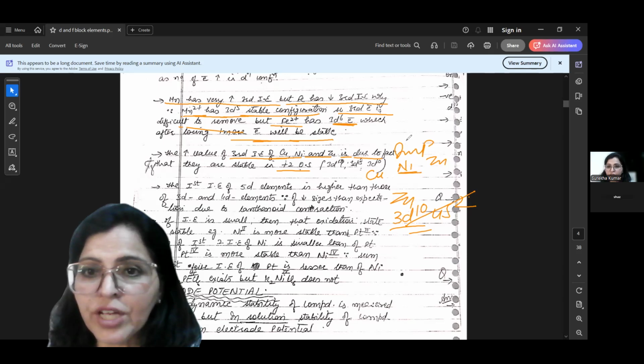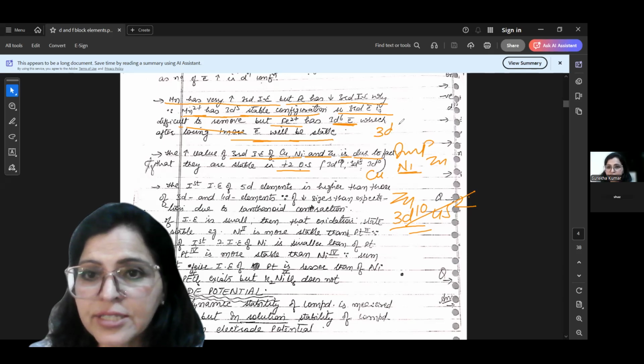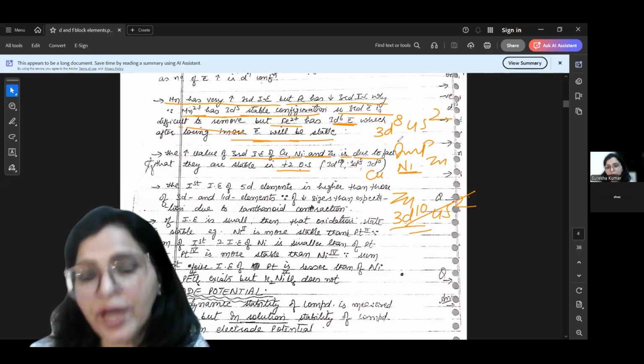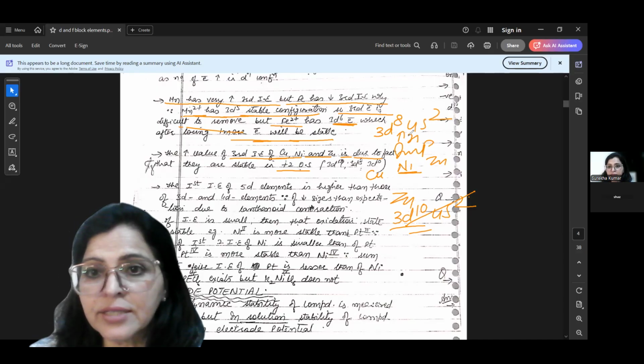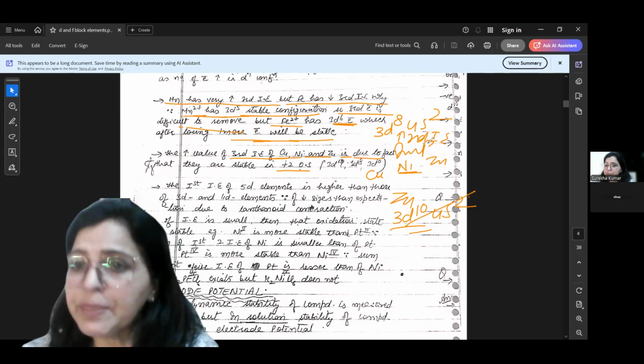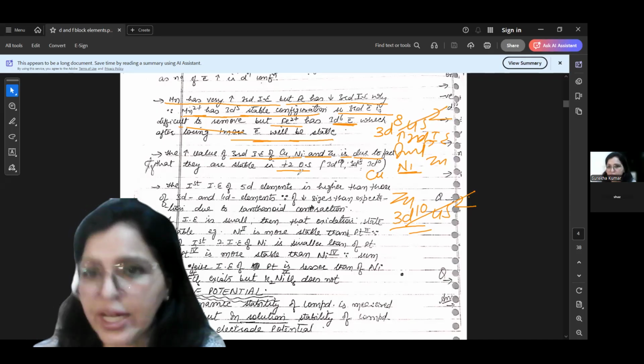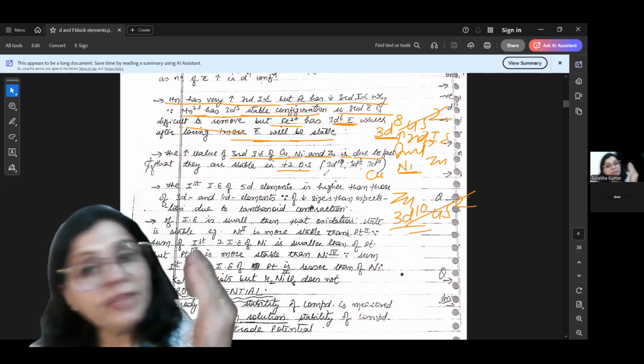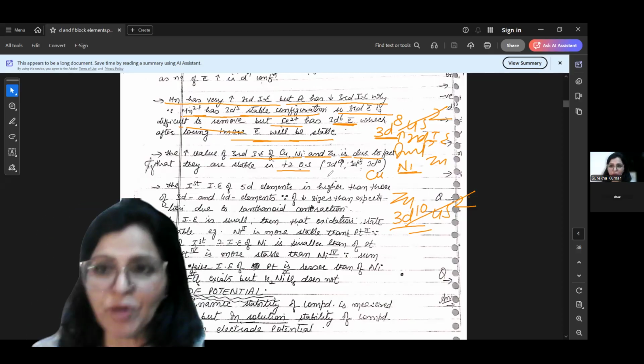Now in case of nickel, its configuration is 3d8 4s2. It is also having a very high third IE. But we don't understand, 3d8, how can it be stable? After the loss of 2 electrons, neither is it 3d5 nor is it 3d10, then why is it very stable is a very important question.